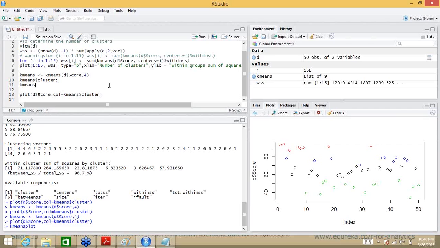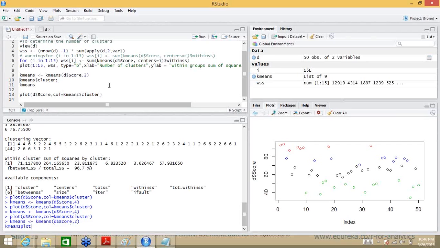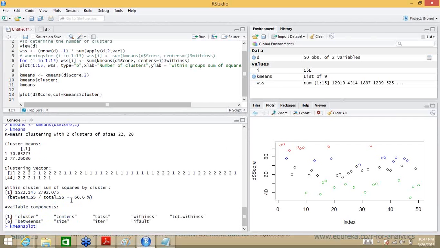If I want to give 2, my clustering strength will really come down, right? If I say 2, and just run k-means, look at this, 66%. My cluster, it's not a good cluster at all, right?